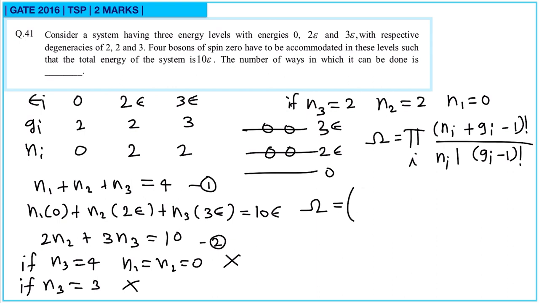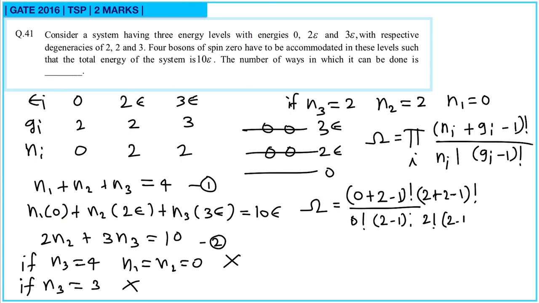So first case, Ni is 0 plus Gi is 2 minus 1 factorial upon 0 factorial, then 2 minus 1 factorial. For the second case, we have 2, 2. So 2 plus 2 minus 1 factorial upon 2 factorial, 2 minus 1 factorial. Then we have 3, 2. So this will be 3 plus 2 minus 1 factorial upon 3 factorial, 2 minus 1 factorial. So this is 2 minus 1, 1 factorial, which is 1 upon 1. 2 plus 2, 4 minus 1, that is 3 factorial upon 2 factorial. So 3 upon 2 minus 1 is 1. So into 3. Then here we have 4 factorial upon 3 factorial.